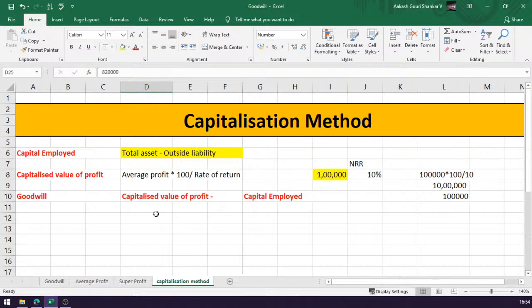In the later videos, we will be discussing the accounting treatment when there is an admission of a partner as well as the retirement or death of a partner.